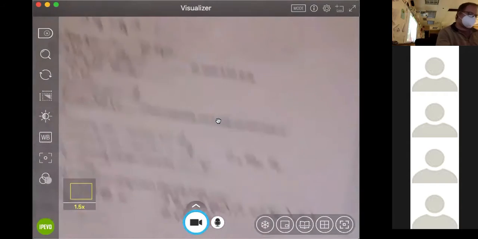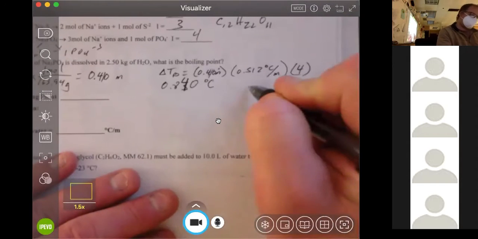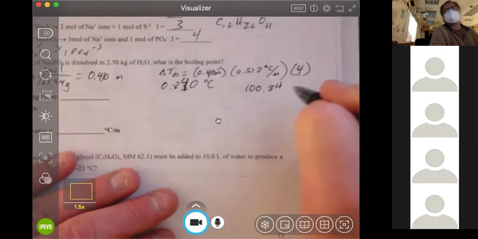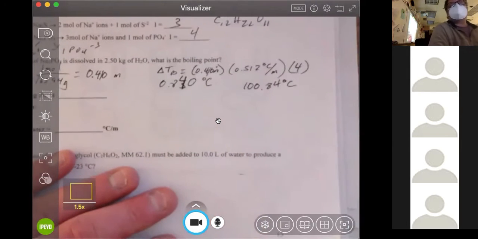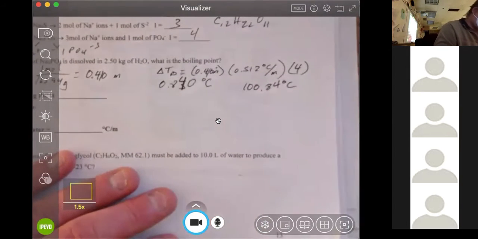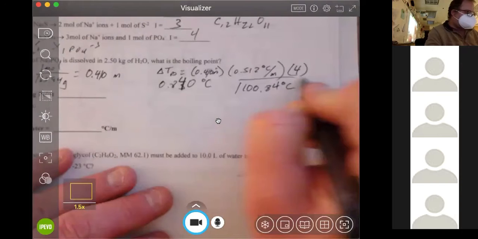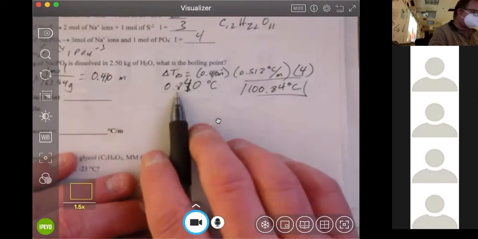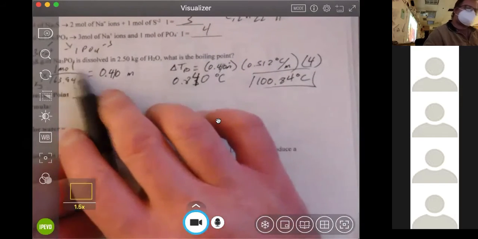Would it be 100.840 degrees Celsius? Very good. This is the new boiling point because water boils at 100 degrees Celsius. This is the change in the boiling point by adding this into it, right?